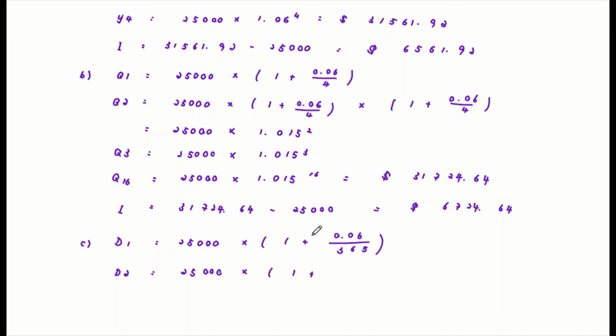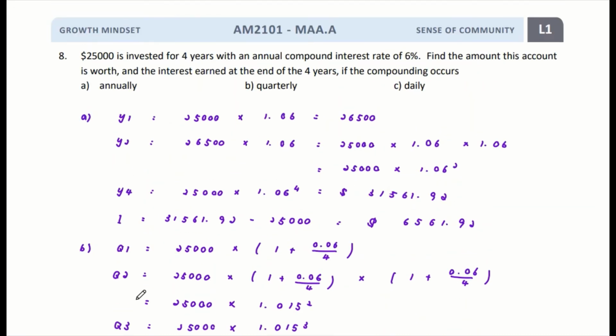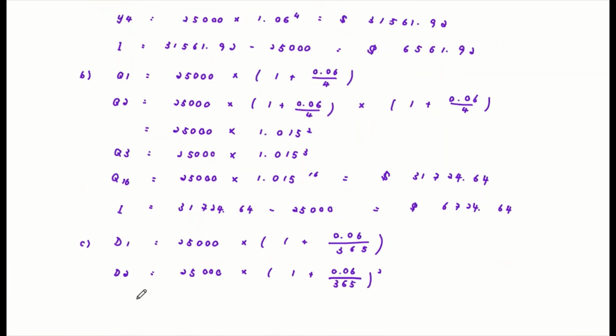So let us try to calculate this value. It's okay because you will get a very big decimal, I guess. 0.06 over 365, and you are going to raise it to a power, so that you get the value after 4 years. 1 year has 365 days, so when you multiply by 4 years, you are finding the amount of money you have at the end of the 1460 days. So you are going to do 25000 multiplied by 1 plus 0.06 over 365, to the power of 1460. So that's the idea.